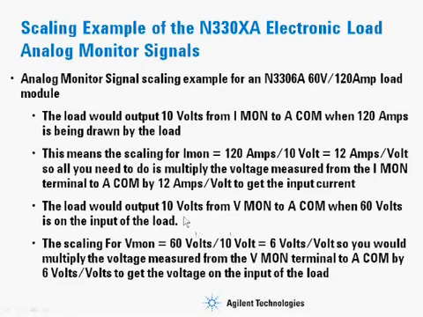For the VMON terminals, the load would output 10 volts from VMON to ACOM when 60 volts is on the input of the load, and the scaling for VMON would equal 60 volts per 10 volts. This would reduce to 6 volts per volt, so you would multiply the voltage measured from the VMON terminal to ACOM by 6 volts per volt to get the voltage on the input of the load.